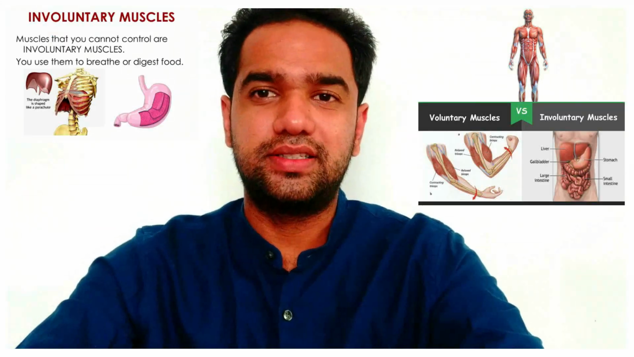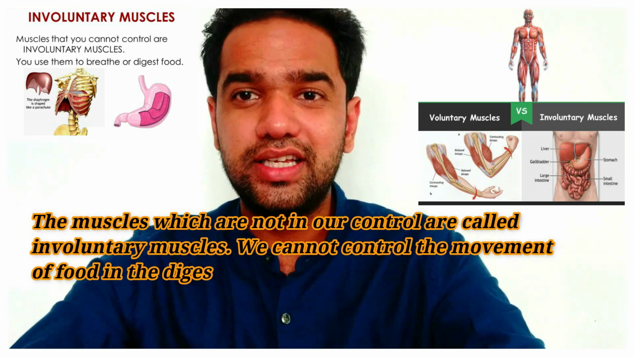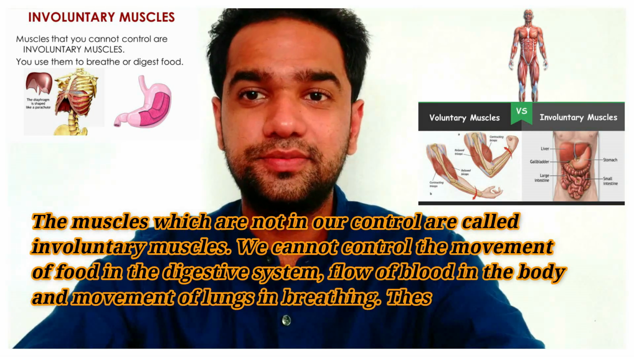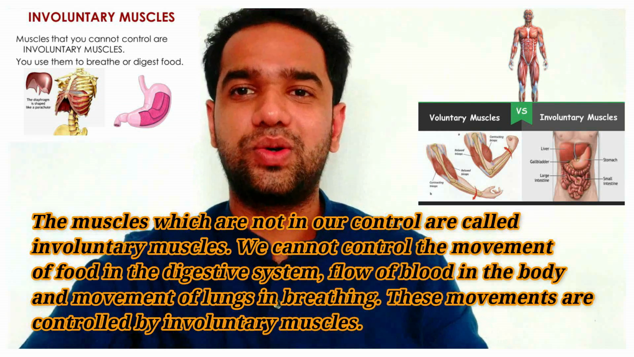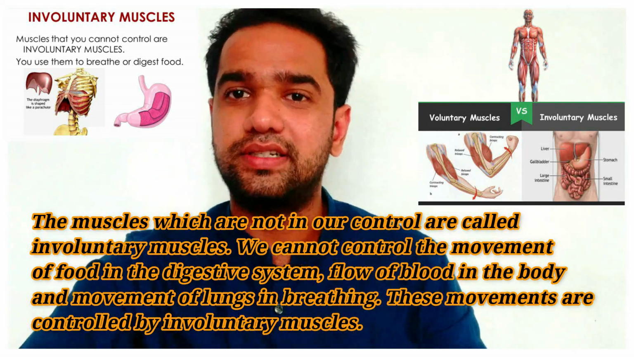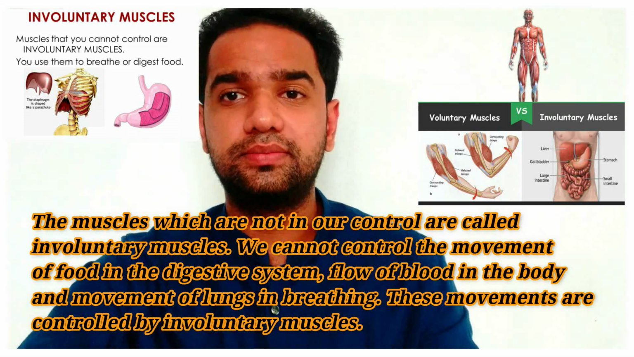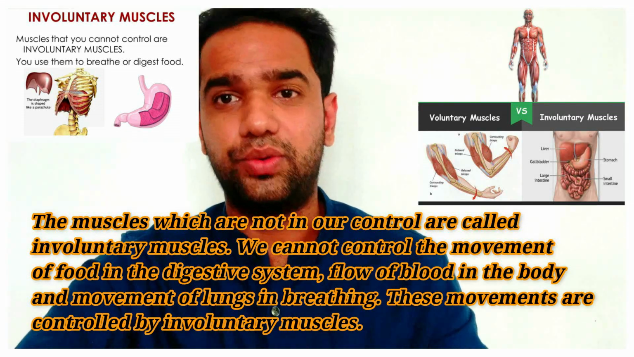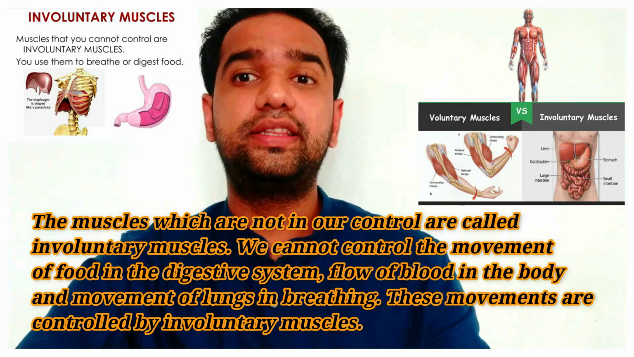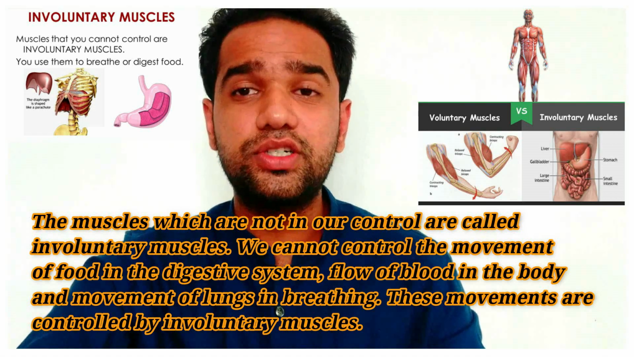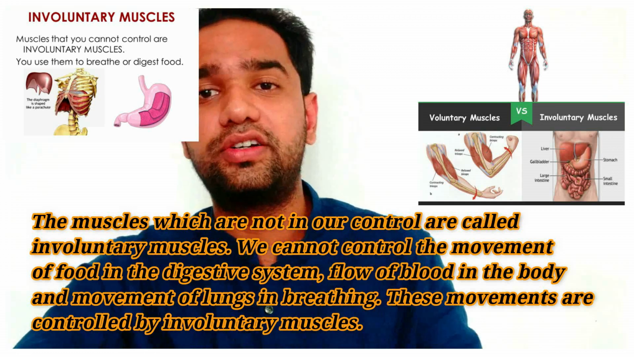Next, involuntary muscles, just the opposite of voluntary muscles. Now can you say what are involuntary muscles? The muscles which are not under our control are called involuntary muscles. For example, the flow of blood in our body. Can we control it? No. Then, the movement of lungs while breathing. Is it possible to control our lungs? No. So all these muscles are involuntary muscles.